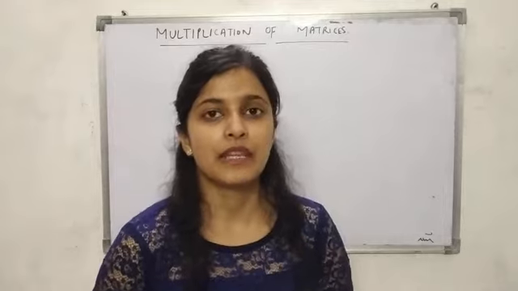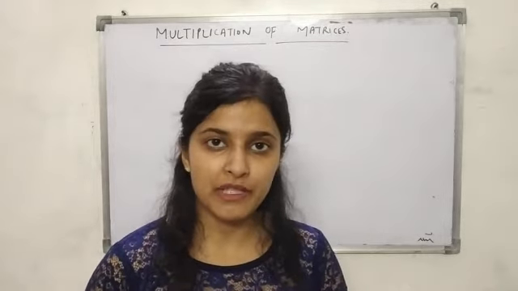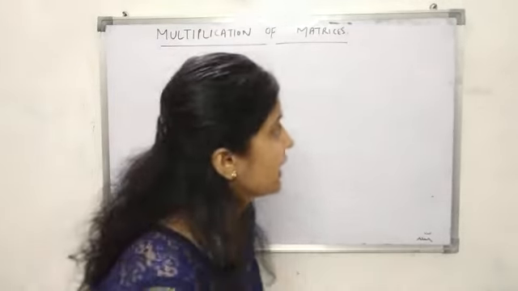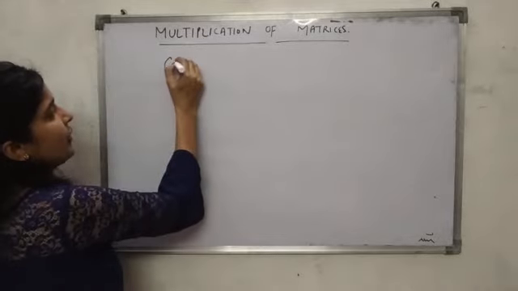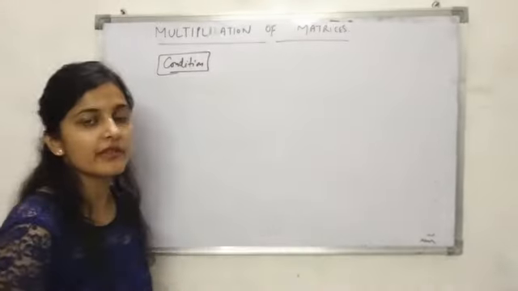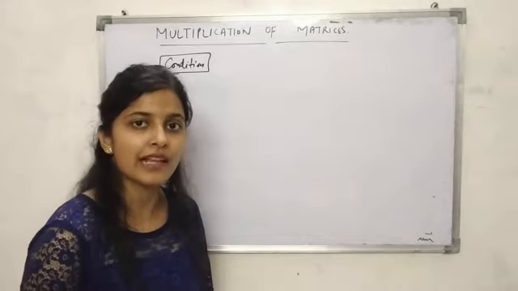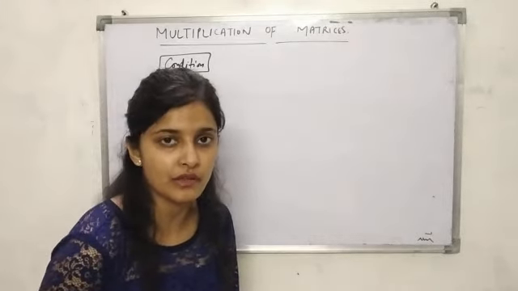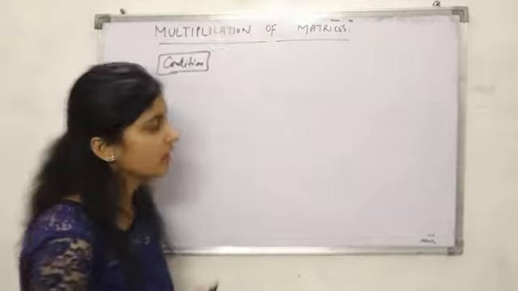Hello students, in this lecture we will study multiplication of matrices. First of all, there is a condition. If this condition is fulfilled by both the matrices, then only we can multiply them. Otherwise not. Now what is the condition?